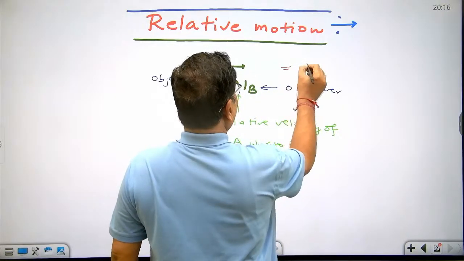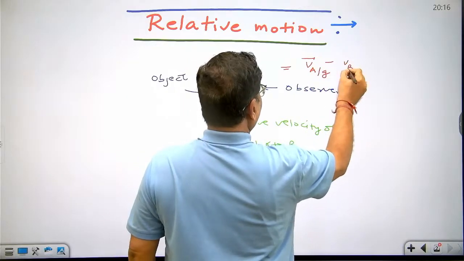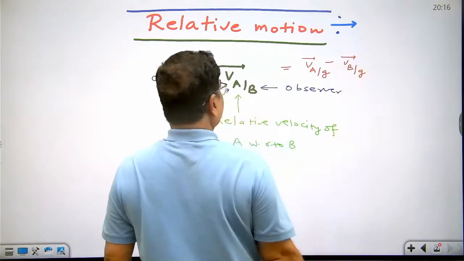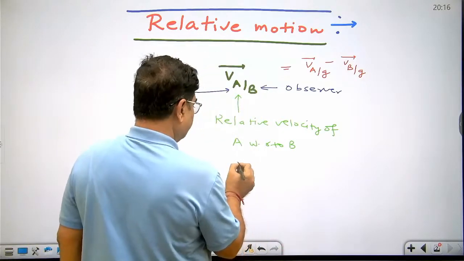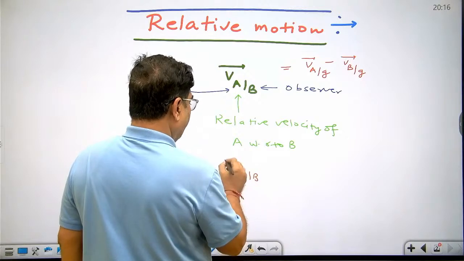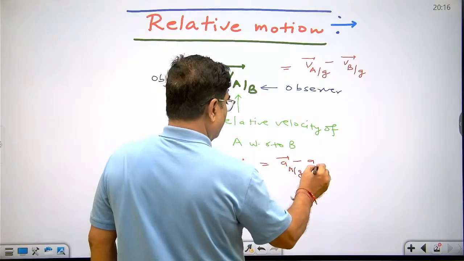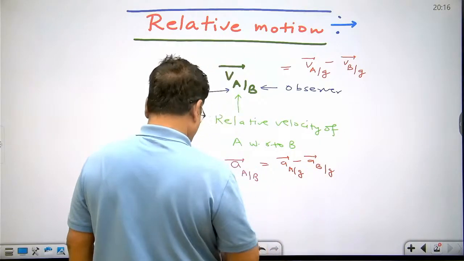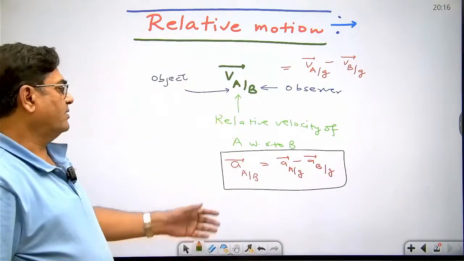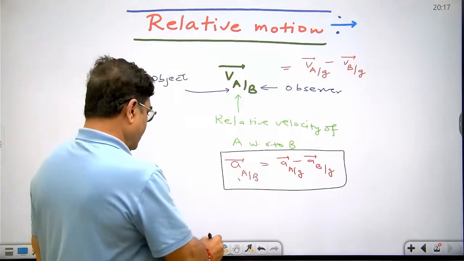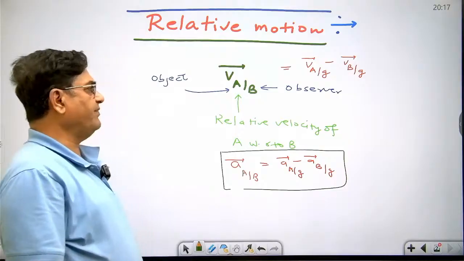This we write as velocity of A with respect to a common reference frame, and usually the common reference frame is ground, minus velocity of B with respect to ground. In a very similar way, we write acceleration of A with respect to B equal to acceleration of A with respect to ground minus acceleration of B with respect to ground.